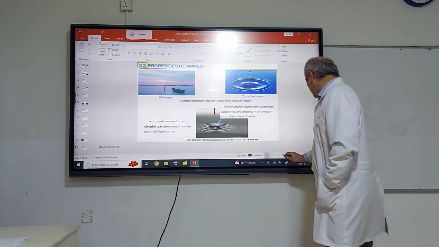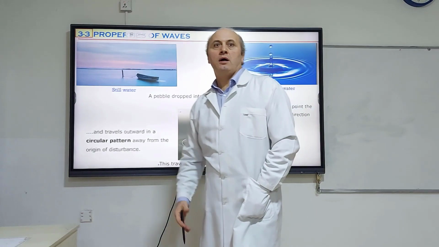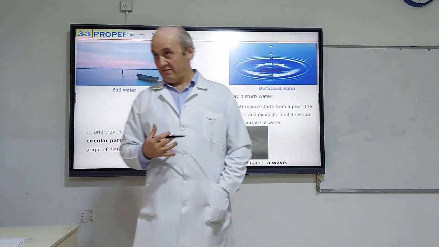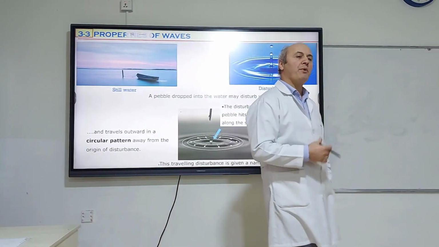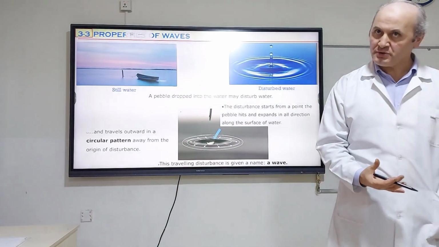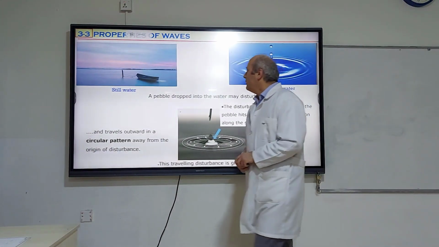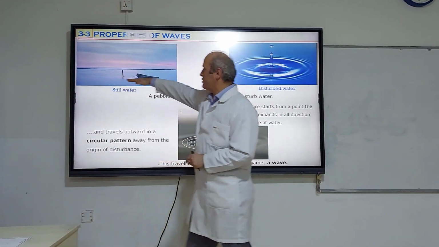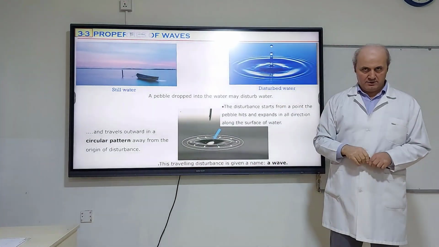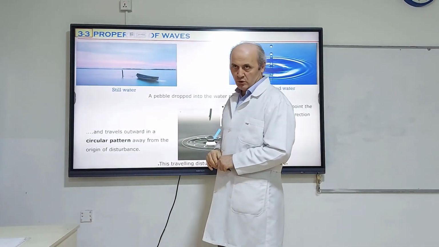Section 3 was about waves. In this section, we are going to define waves. We will start by defining water waves first. As you see, the surface of the water is flat. There is no vibration on the surface of the water.